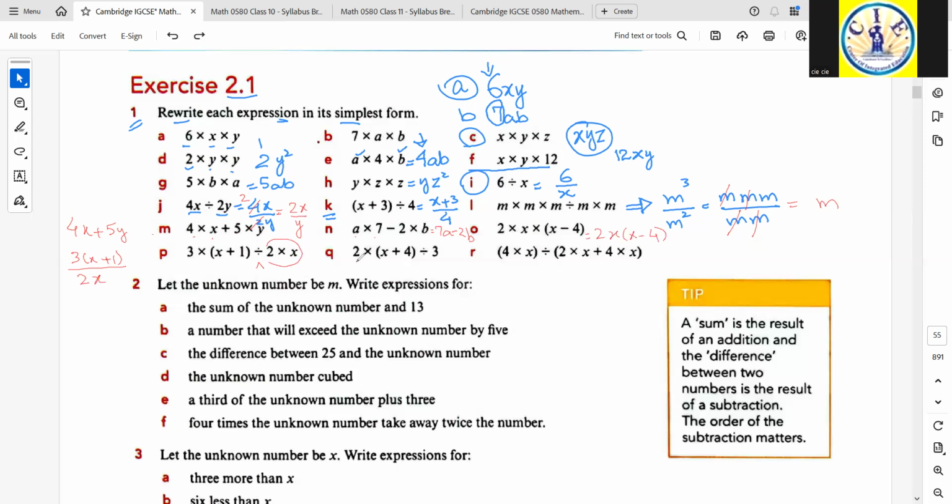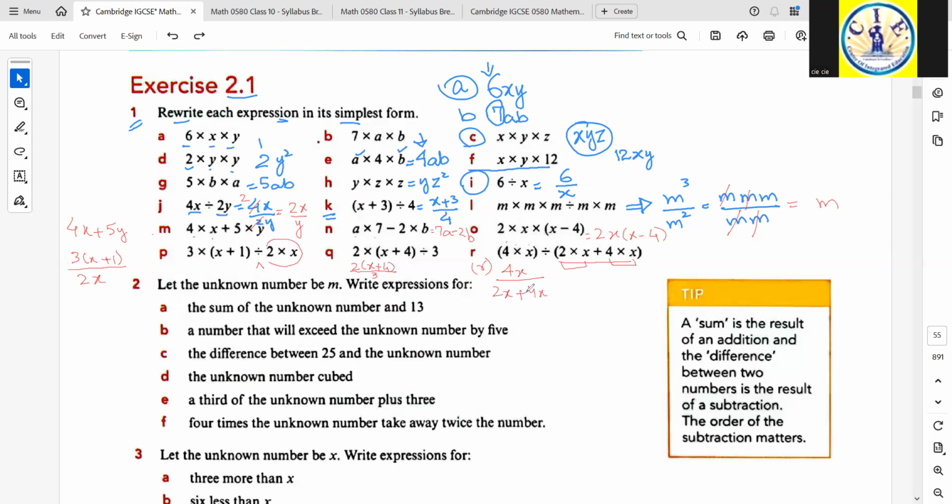For part Q, this is 2 times x plus 4 whole divided by 3. So this is the answer to part Q. And for part R, 4 being multiplied with x, so that would be 4x, then divided by the sum of 4x and 2 times x. So divided by 2x plus 4x.